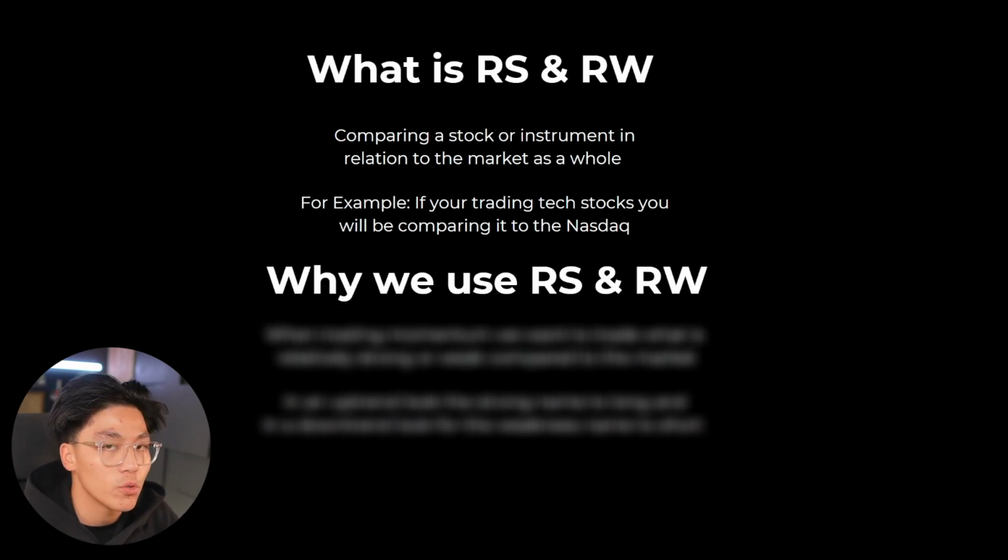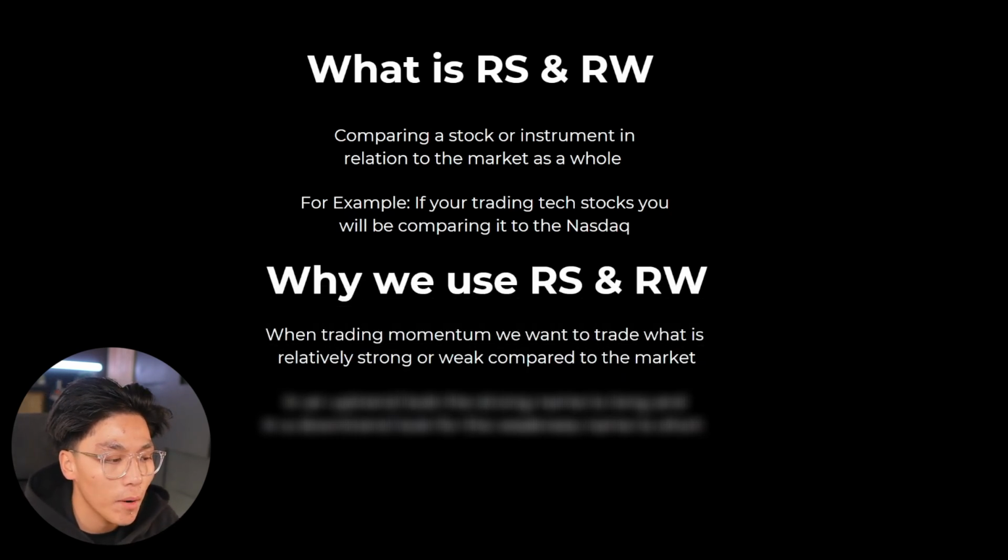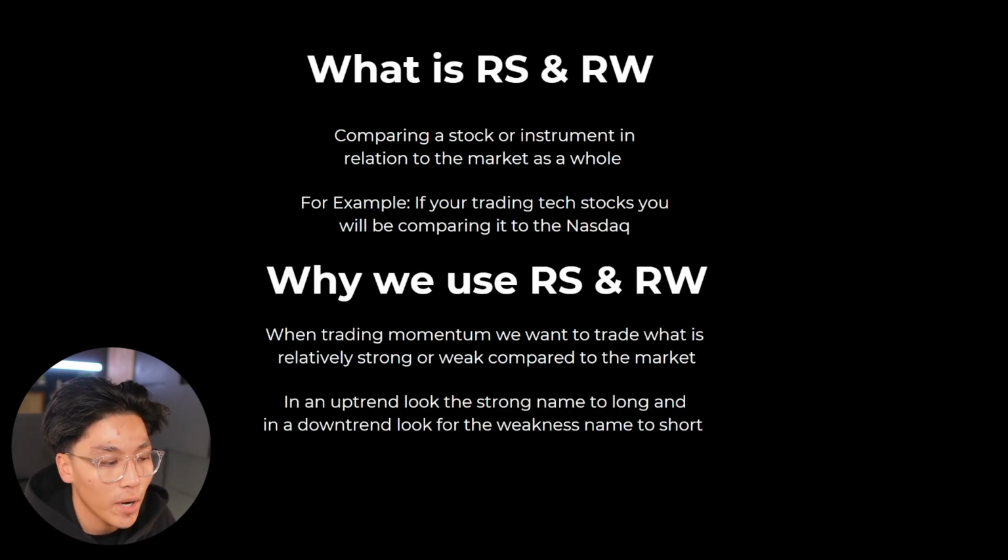So why do we use relative strength and weakness? When we're trading momentum, what we want to do is trade what's relatively strong or weak compared to the market. If the market is in an uptrend, we look for strong names to long towards the upside. When we're in a downtrend, we look for those relatively weak names to short towards the downside. The reason is that names that are relatively strong in comparison to the market usually have the best momentum and the best risk reward ratio, because they have the most volume, volatility and liquidity. We want to be looking at these relatively strong names when the market is in an uptrend.